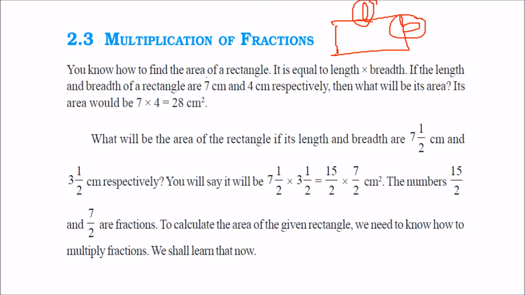So if 7 is the length and 4 is the breadth, you can easily find the area because these are whole numbers. 7 into 4 is 28. 28 square units, or centimeter square, is your area.